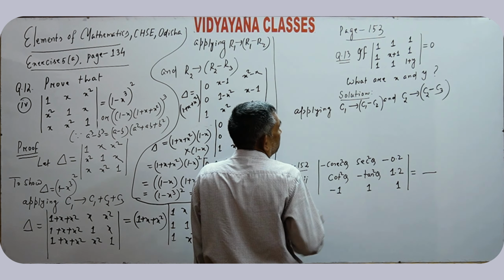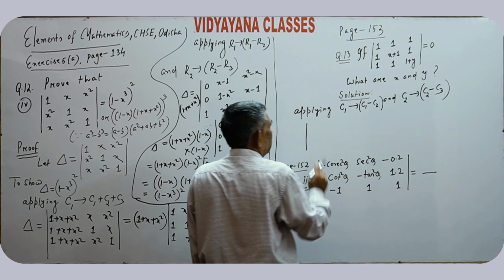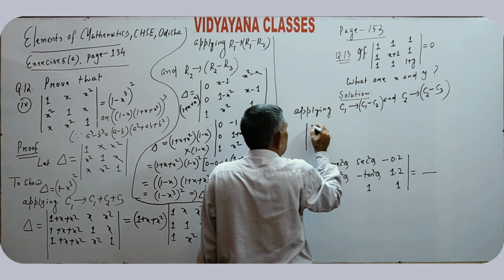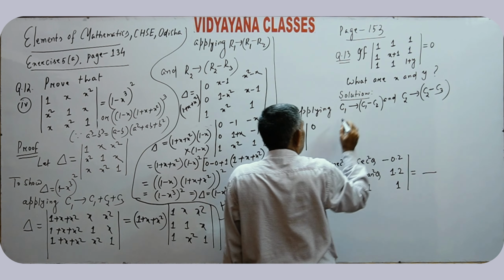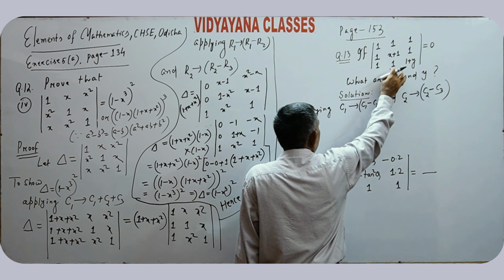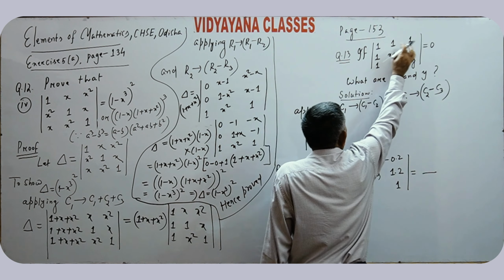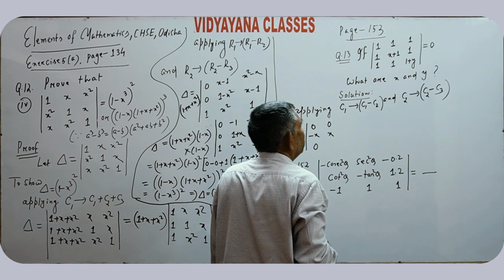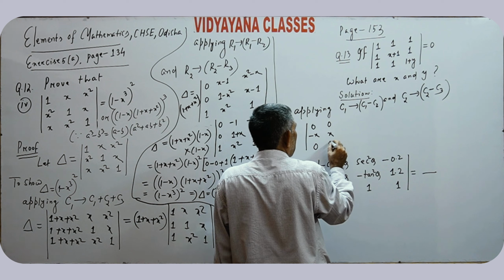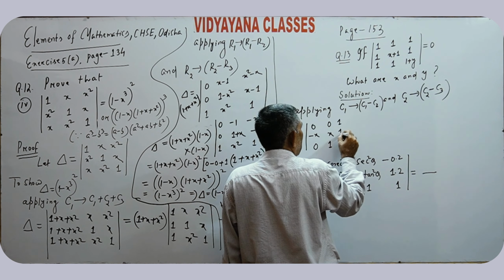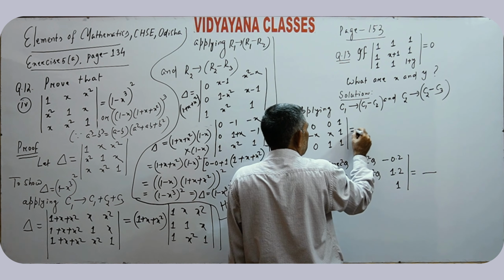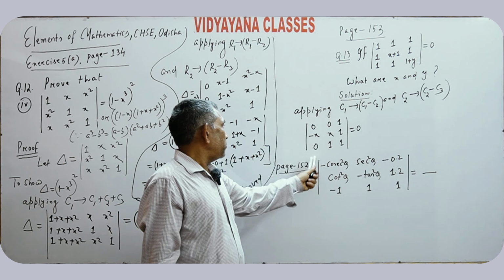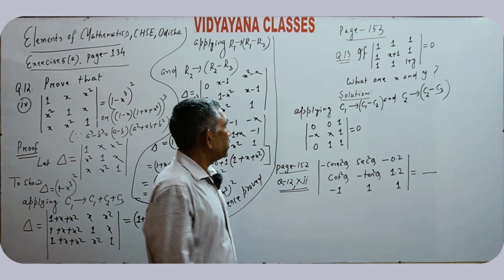So the given determinant will be 1 minus 1 0, 1 minus x plus 1, that is minus x, 1 minus 1, that is 0, 1 minus 1 0, x plus 1 minus 1, that is x, 1, is equal to 0. Row 1 contains 2 zeros, column 1 contains 2 zeros. It is 1 plus y.